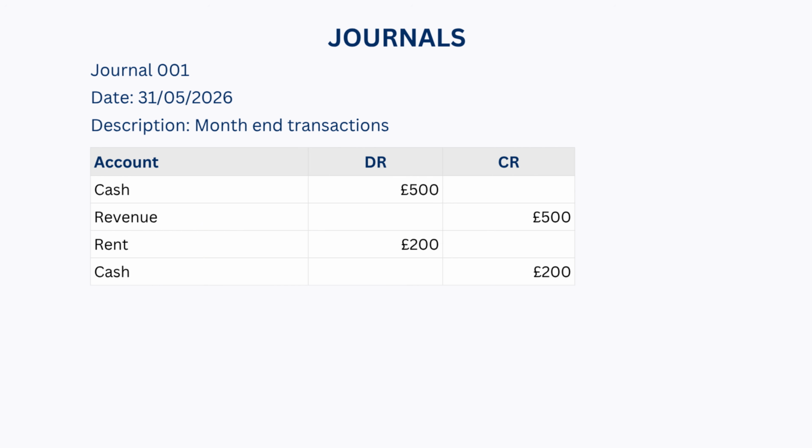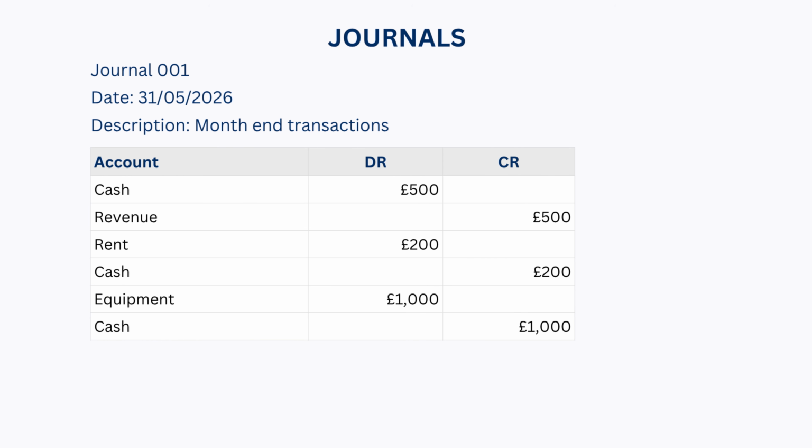Now suppose the business pays £200 for rent. Rent is an expense, and expenses increase with debits. Cash is decreasing, and assets decrease with credits. So the journal entry is debit rent expense 200 and credit cash 200. The business has paid money out, so cash decreases.